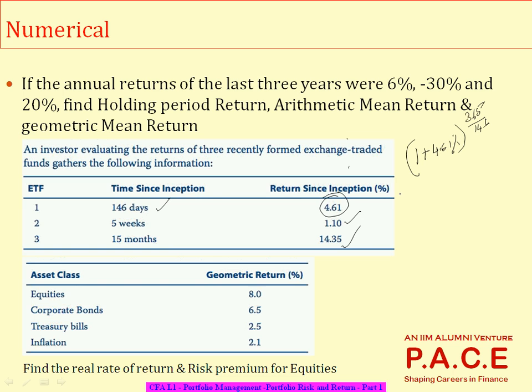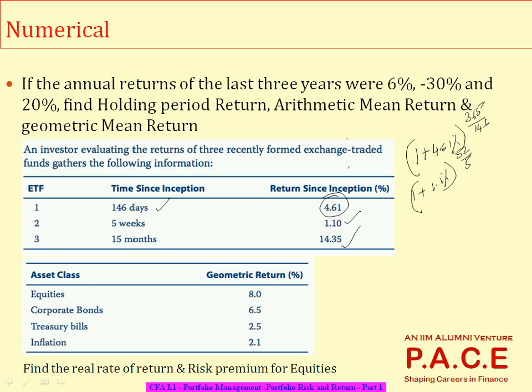For the second one, what does it become? 1 plus 1.1% to the power 52 by 5. 52 weeks, so 1 by number of years is 5 by 52. So make it 52 by 5. This will give you the effective annual return. So whichever has the highest, you will choose, that is your investment.